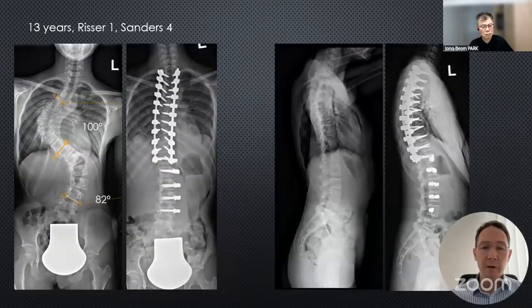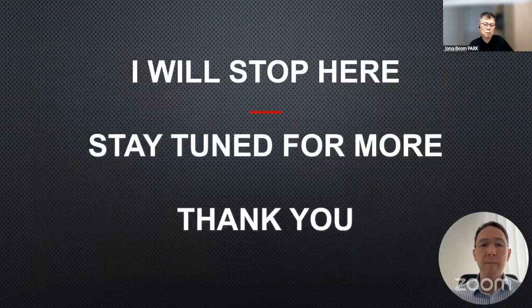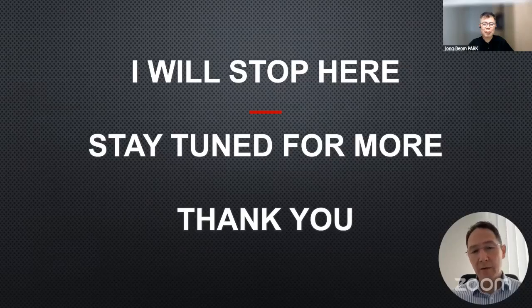And then you have the perfect outcome here. You have a great correction for the thoracic spine, lateral great correction with thoracic kyphosis, but still a flexible lumbar spine. So I will stop here. I can tell you more for hours, but I don't have time anymore. So stay tuned for more, and I thank you very much.